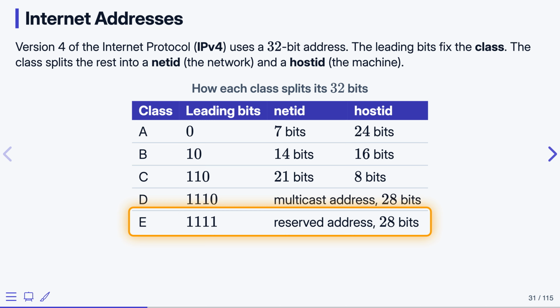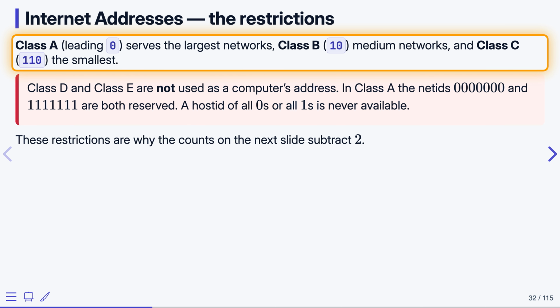Notice the pattern. Class A has few networks with many machines each. Class C has many networks with few machines each. Before we count, we need the restrictions. Class A is for the largest networks, Class B for medium ones, and Class C for the smallest.